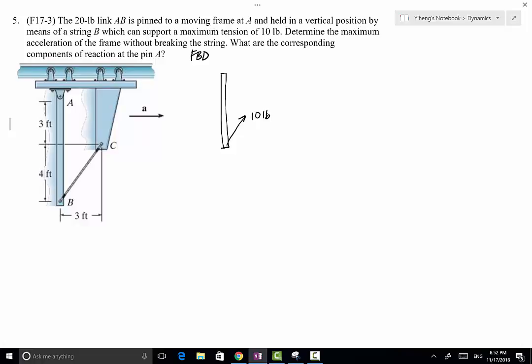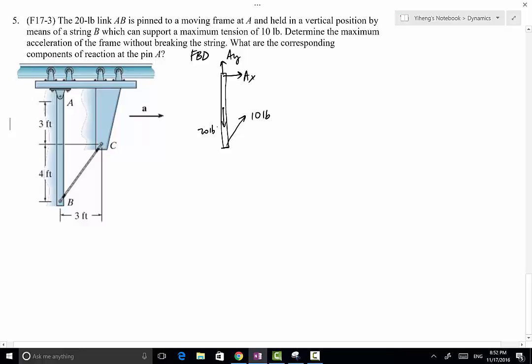And then at point A, we have a pin support. Therefore, we have two force components, AX and AY. And also, we have the gravitational center right here, if we assume this is a uniform link. And then we have its weight, 20 pounds here. And that completes its free body diagram.